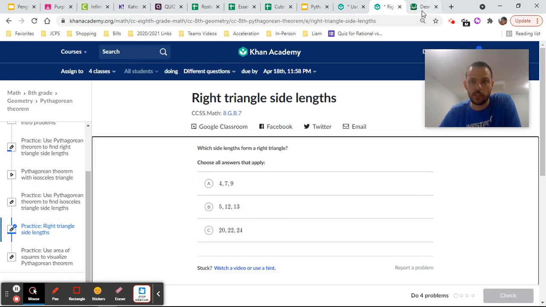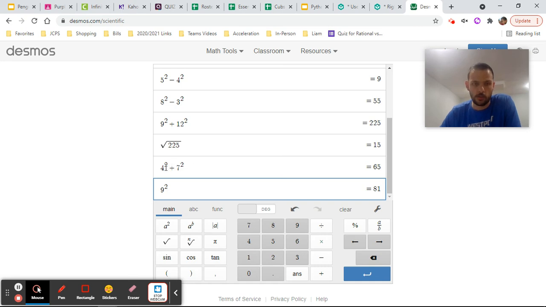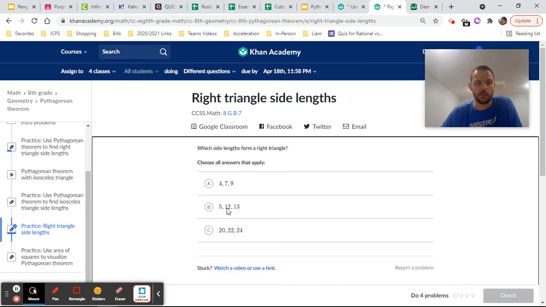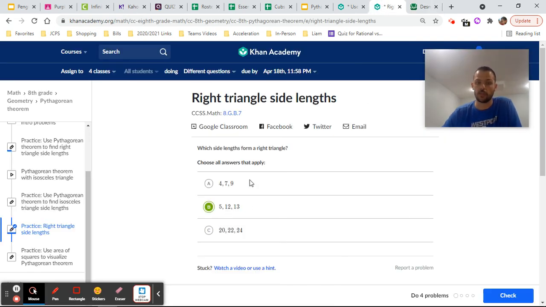5, 12, 13. So, you know what I'm going to do this time? I'm just going to replace these. 5, 12. That's 169. And 13 squared is also 169. So there's a right triangle. Now, don't jump the gun and say, okay, that's the right triangle, I'm done, because it says choose all answers that apply. Okay, all the answers that apply.